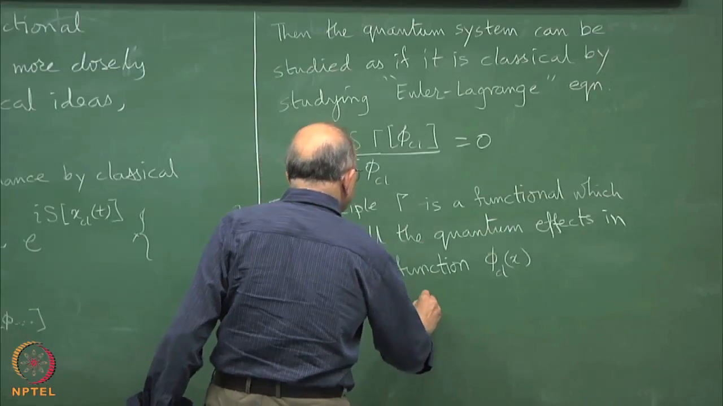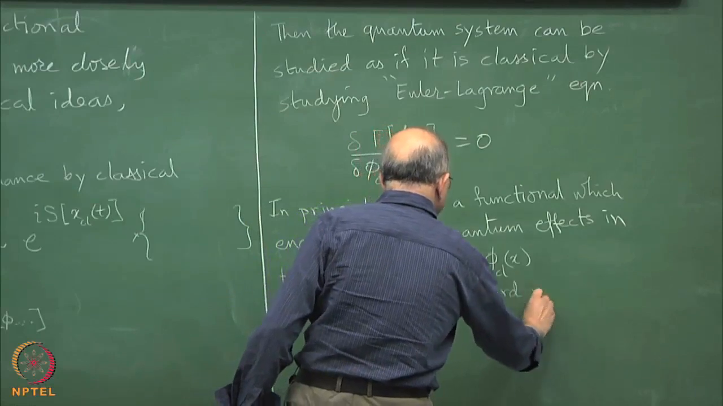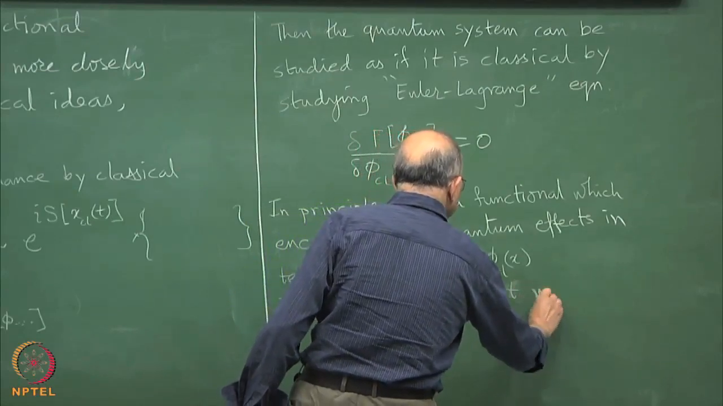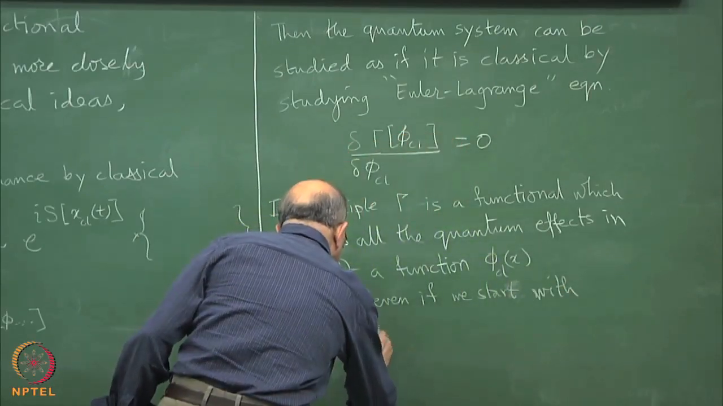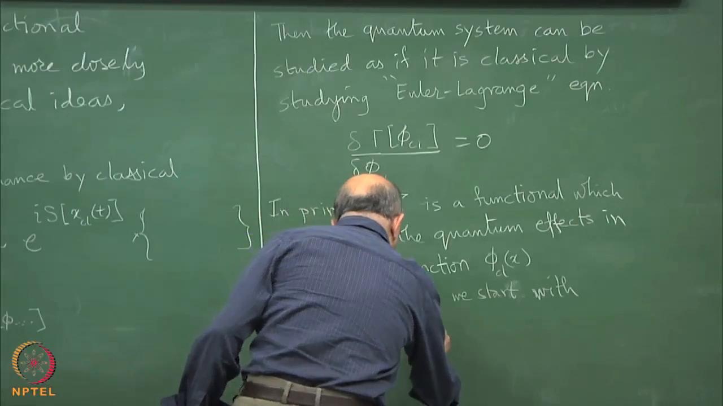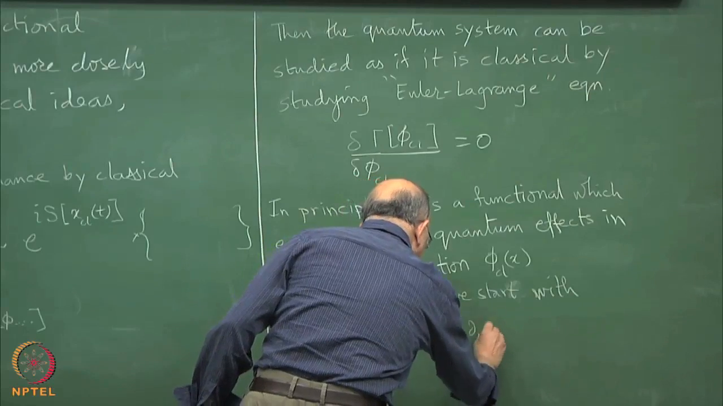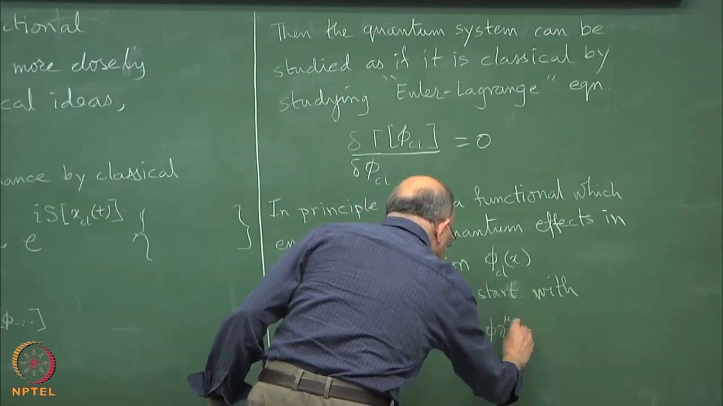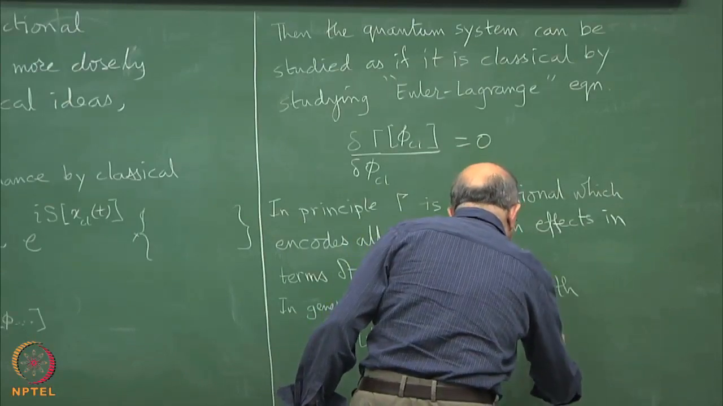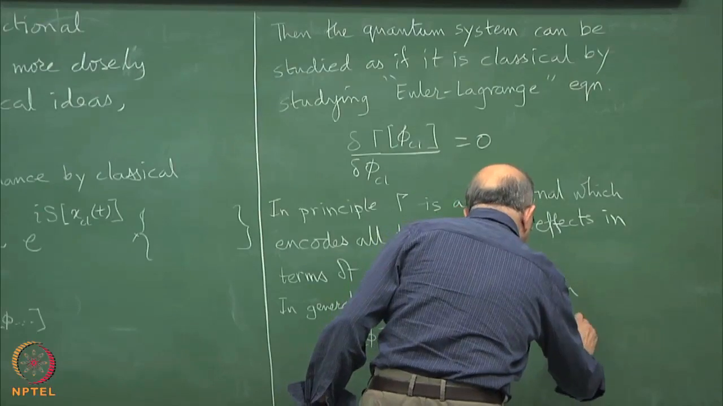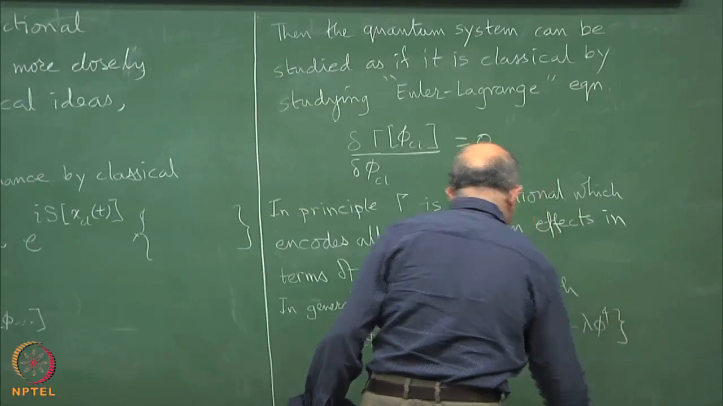To give an example, start with S of phi equal to the integral d4x of d mu phi, minus some u of phi, say minus m square phi square minus lambda phi to the 4, let us suppose we stop there.